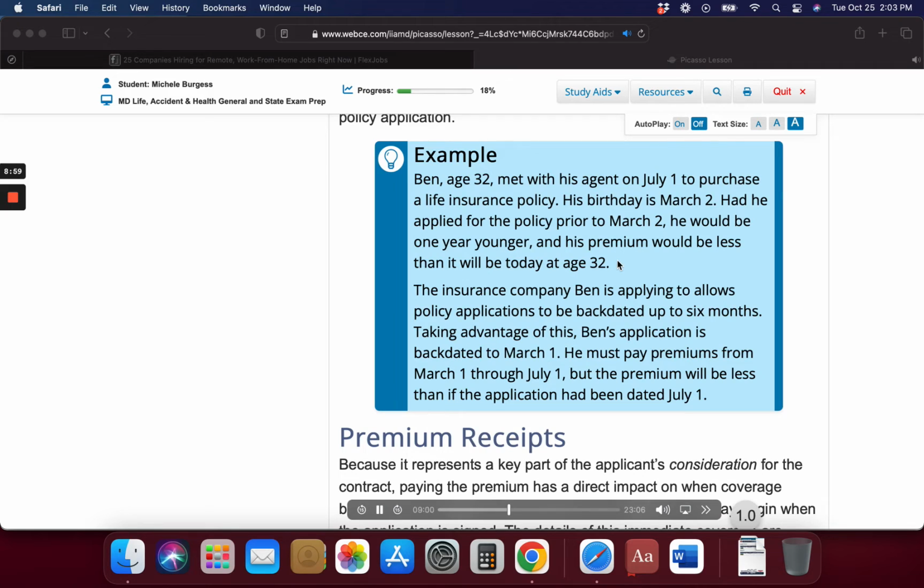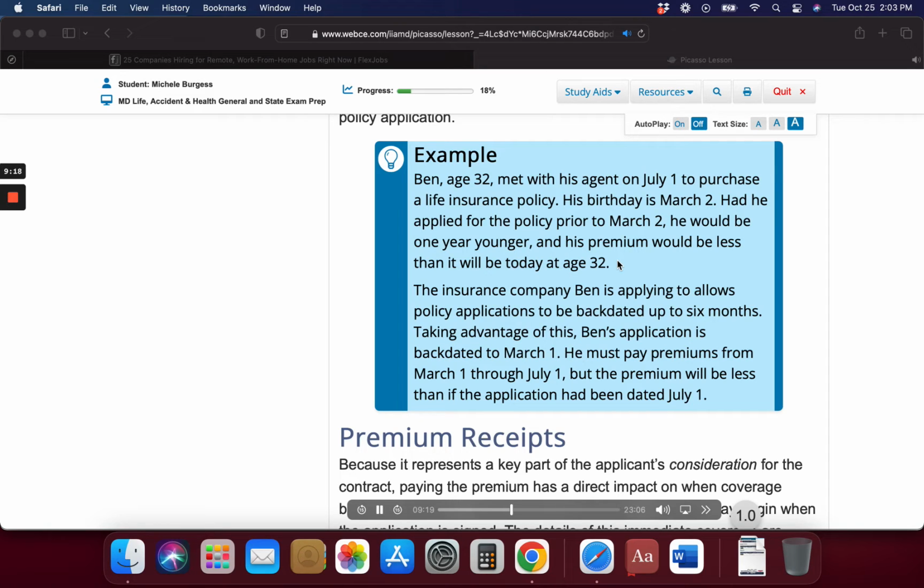Example. Ben, age 32, met with his agent on July 1st to purchase a life insurance policy. His birthday is March 2nd. Had he applied for the policy prior to March 2nd, he would be 1 year younger, and his premium would be less than it will be today at age 32.